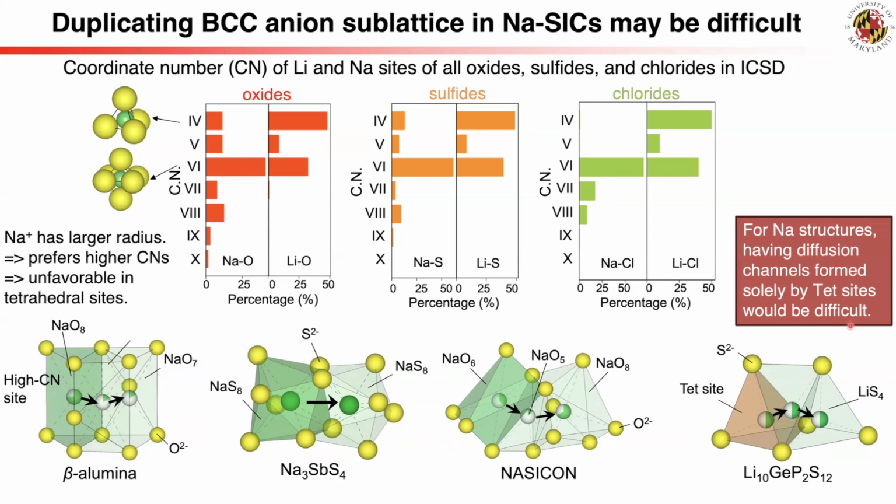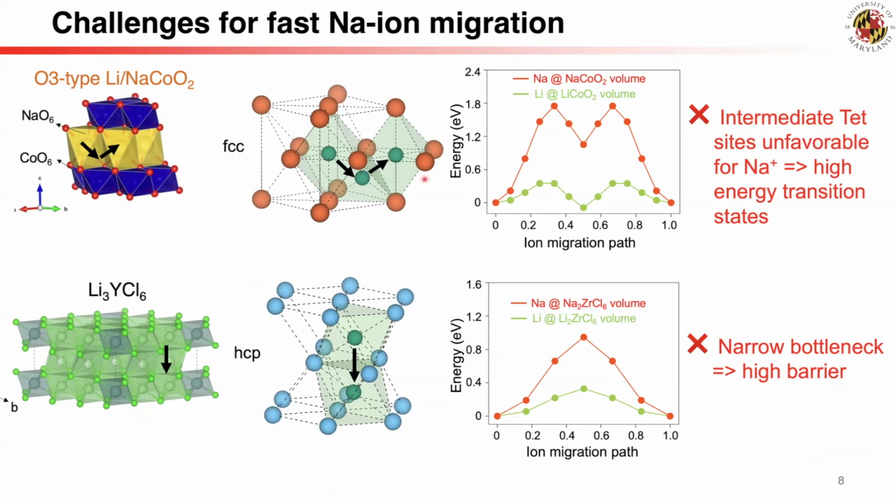Here we analyze typical anion frameworks such as the face-centered cubic anion framework, which is from this O3-type sodium transition metal oxide, commonly used as a cathode material. And also this hexagonal close packing anion framework, HCP, which exists in this chloride lithium conductor. So in the FCC anion framework, the sodium migrates from this octahedral site, passing an intermediate tetrahedral site to the other octahedral site.